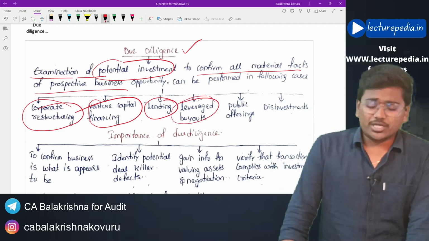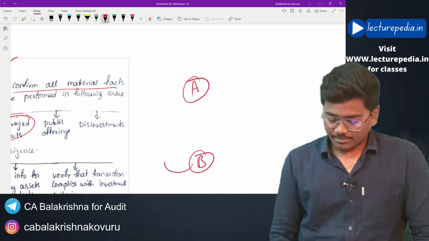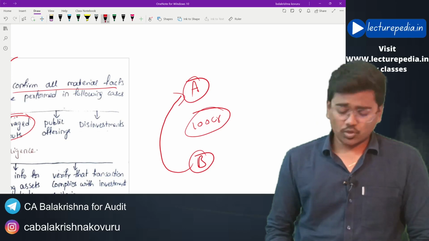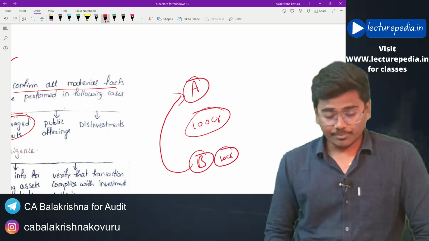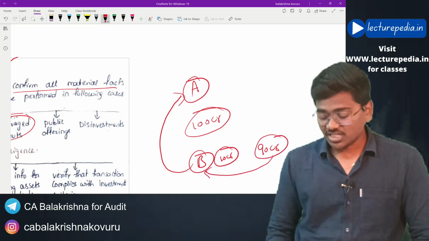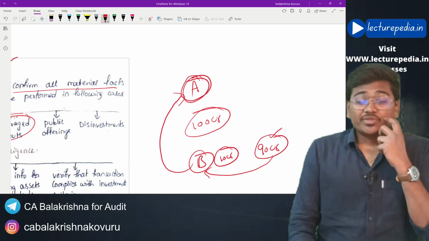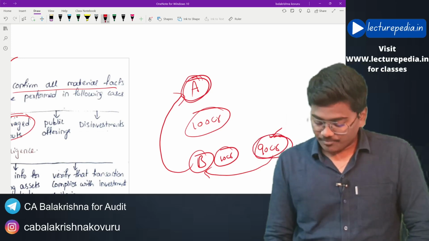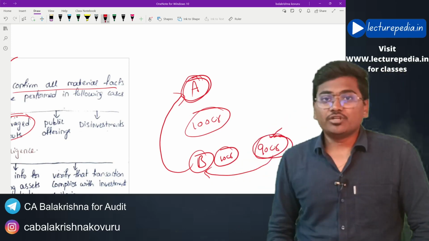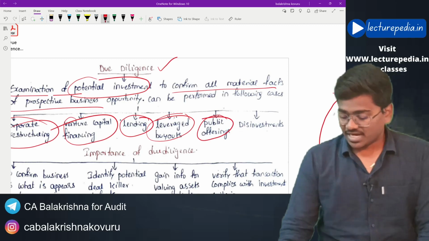And leveraged buyouts. Leveraged buyouts means, let's say there is company A and company B. Company B is purchasing company A. Consideration is 100 crores. Of this 100 crores, 10 crore belongs to company B, and the balance 90 crore it has taken as loan. With the loan funds it is purchasing company A. So an investment in which the majority of the fund is borrowed fund, that type of purchase will be known as leveraged buyout. Next, public offerings and disinvestments.